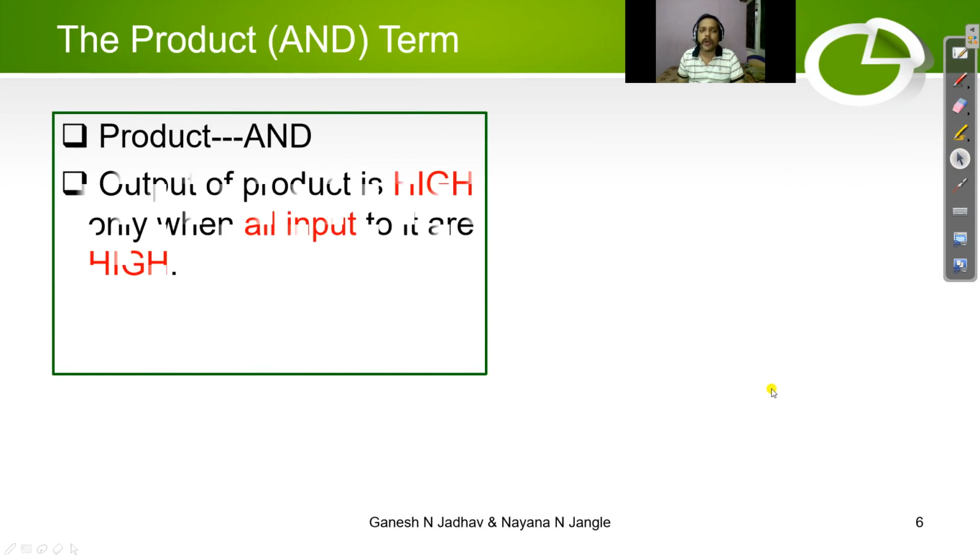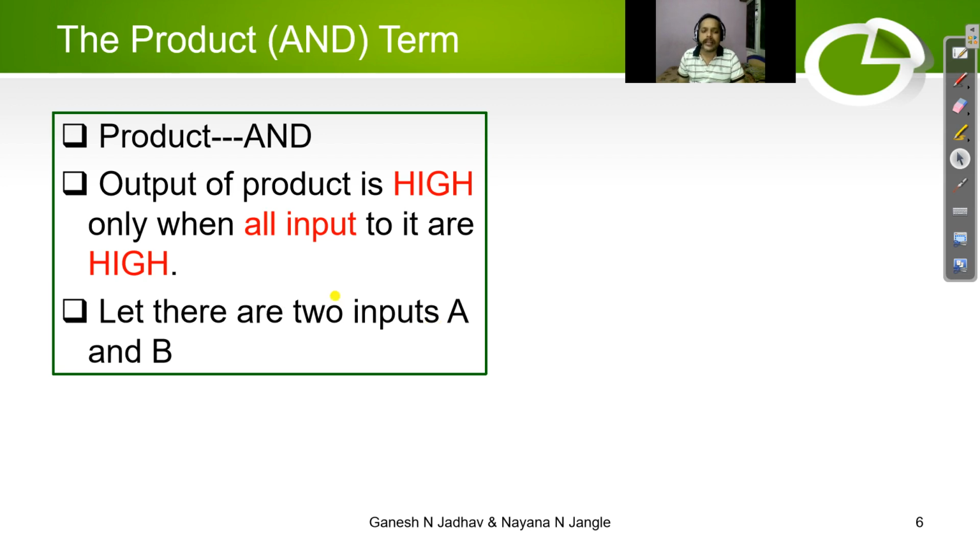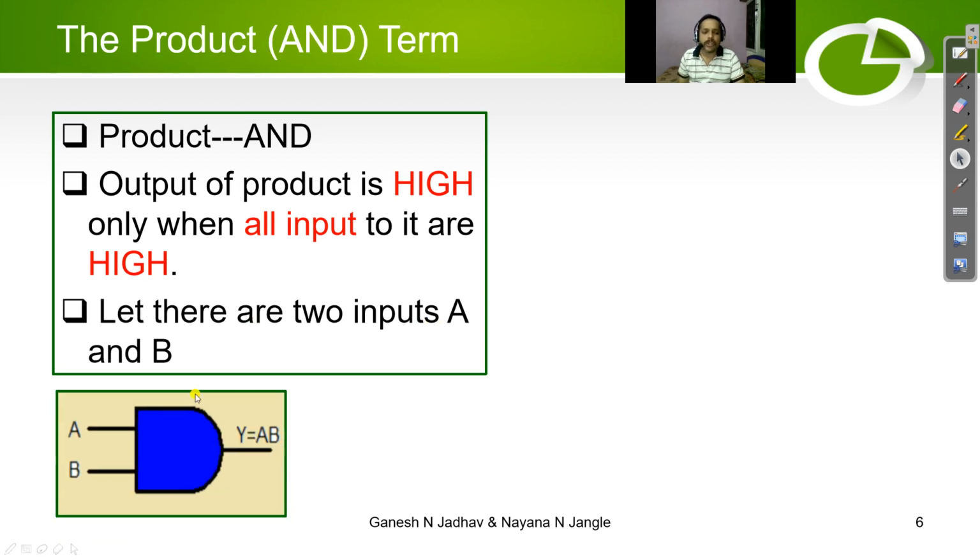Next we'll understand what the product terms are. Product means ANDed. The output of a product is high only when all inputs to it are high. In the product, only when a high input is given to all the inputs will the output be high. Let us consider two inputs, A and B. The output will be equal to the product of these two inputs, that is A into B.